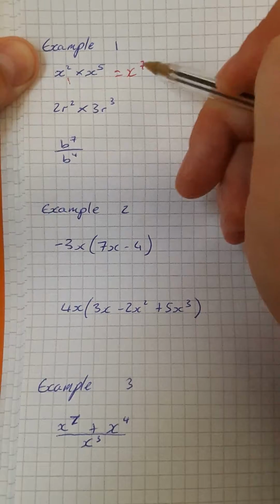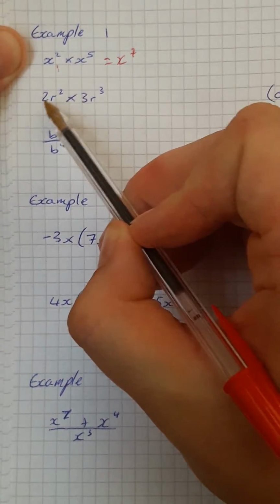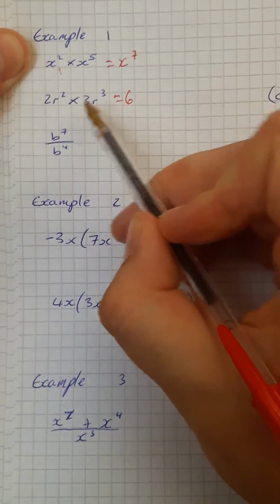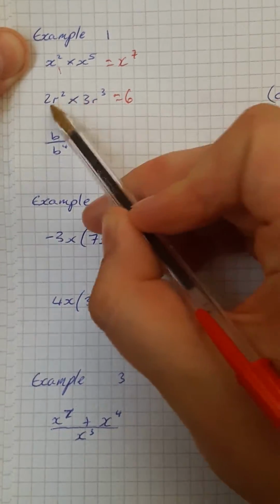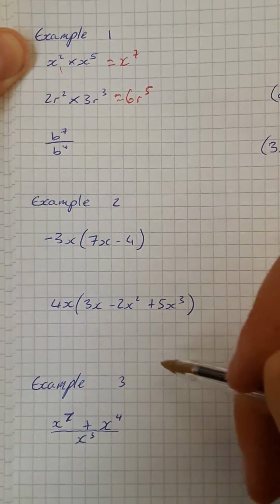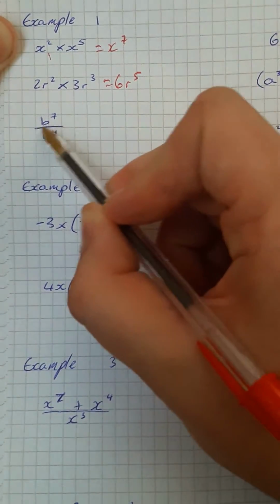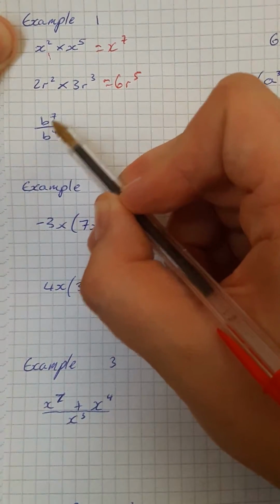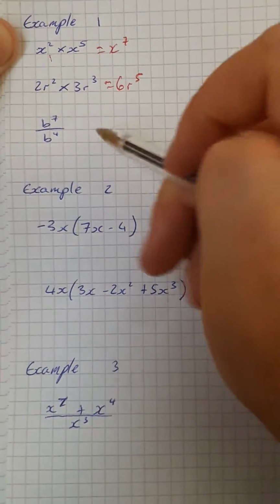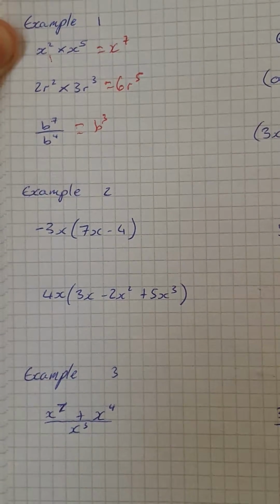X to the 7. If we then look at 2r squared times 3r cubed, well, straight away, 2 times 3 is 6. So that's fine. And then r squared times r cubed, well, here we go. We have the same base, so all I'm going to do is add those indices. So it's r to the 5. If it was b to the 7 over b to the 4, if you remember, this is a divide sign. So it's just b to the whatever divided by b to the whatever. Well, as we said up there, we take them away. So it's literally going to become b to the 3, because 7 take away 4.